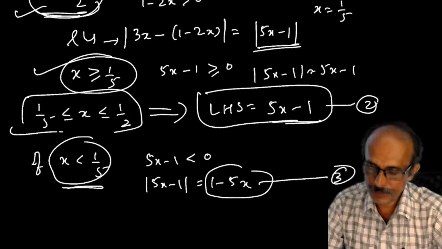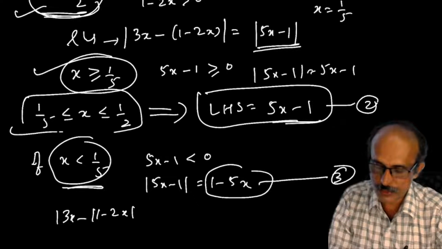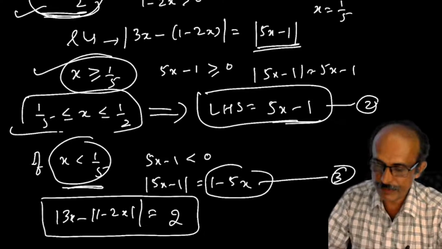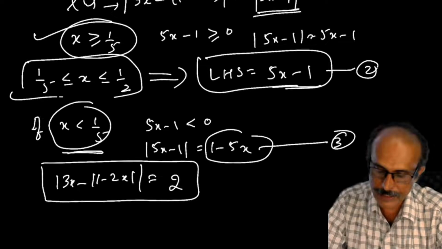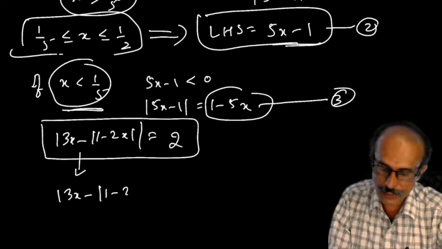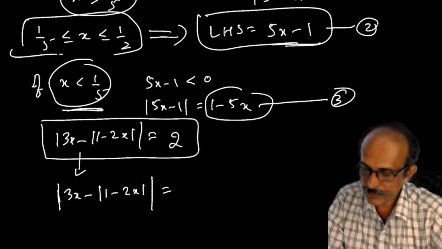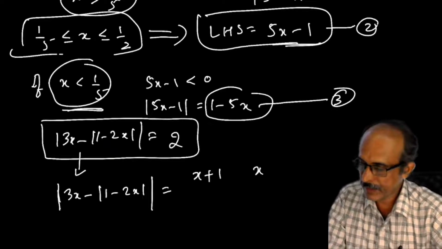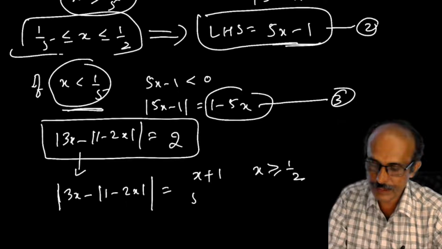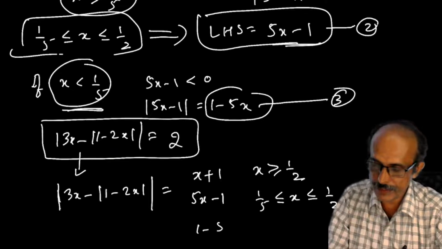So, the given problem, that is 3x minus 1 minus 2x equal to 2. This given equation simplifies in the following way. I am writing again the modulus of 3x minus 1 minus 2x, this is equal to, summarizing what we did so far, x plus 1 whenever x is greater than or equal to 1 by 2, and 5x minus 1 whenever 1 by 5 is less than or equal to x less than or equal to 1 by 2, and 1 minus 5x whenever x is less than or equal to 1 by 5.